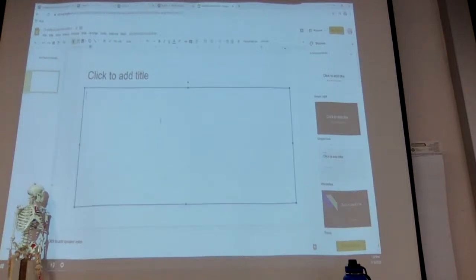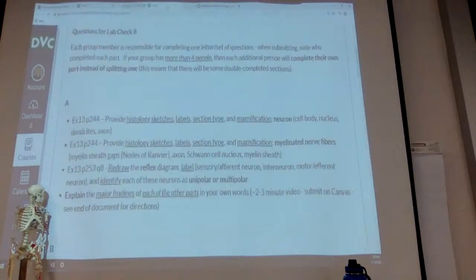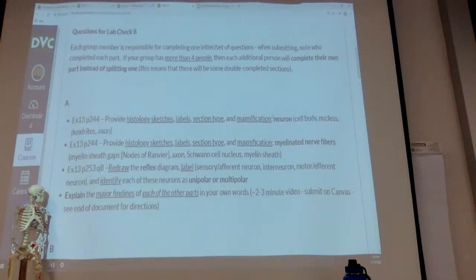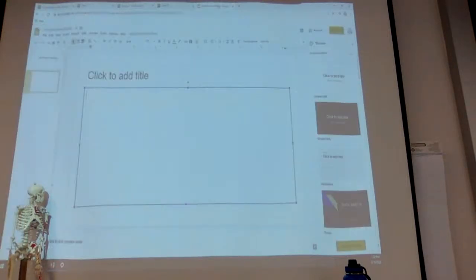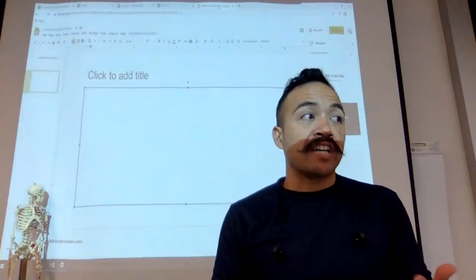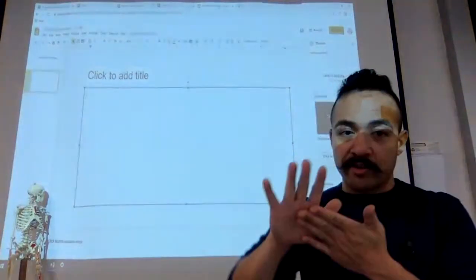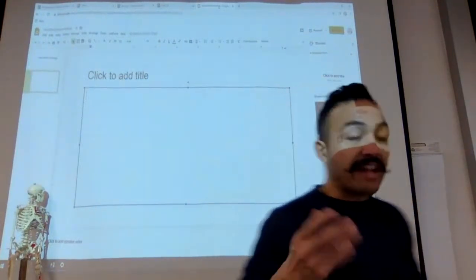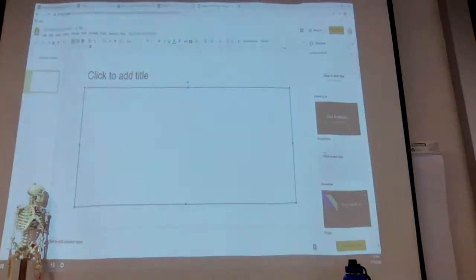And then my first thing, what was the first thing for this person? Histology of a neuron. So neuron, cell body, nucleus, dendrites, and axon. Okay. What I want is, I'm basically wanting you to sketch, remember that motor neuron that we saw smeared from a skeletal muscle, or from a spinal cord? That's what I want. So we need to find that somewhere.